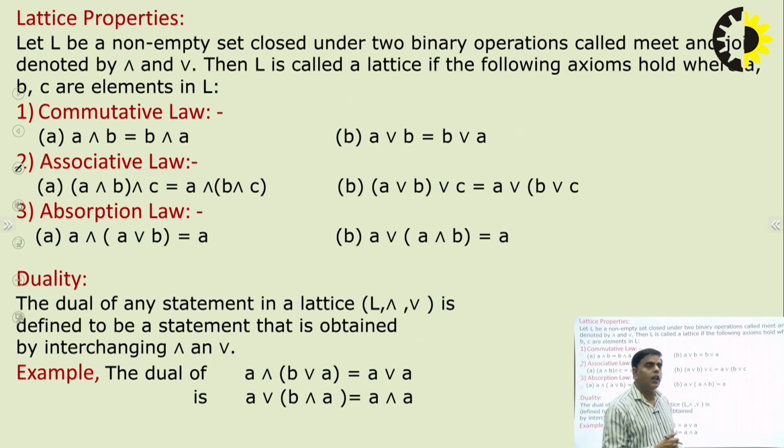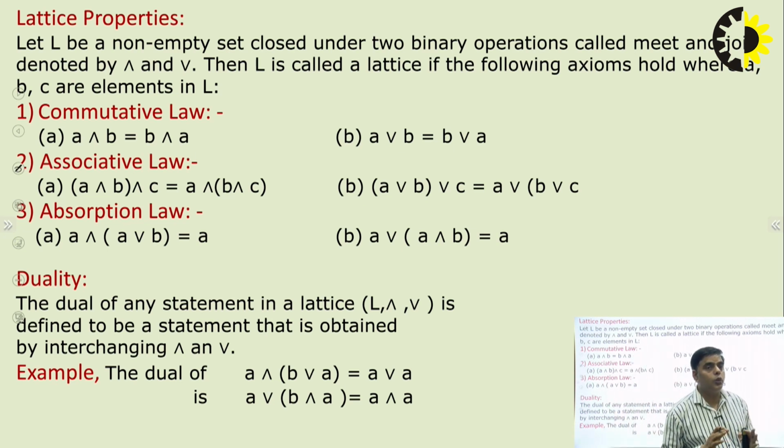And these are the lattice properties: commutative property, associative law and absorption law. It is very important that you know and remember this concept: if there exists any lattice, it will always follow these three laws, commutative, associative and absorption. If it is a lattice, then automatically it is bound to follow the commutative law, associative law and absorption law. The next thing is duality.